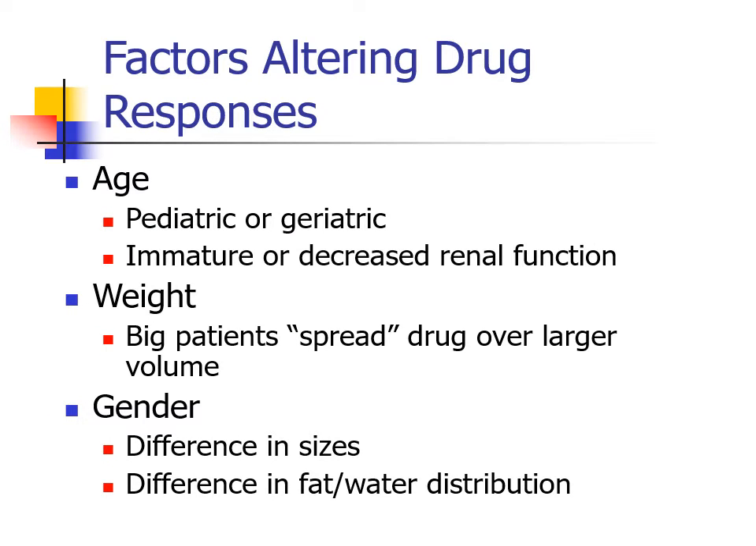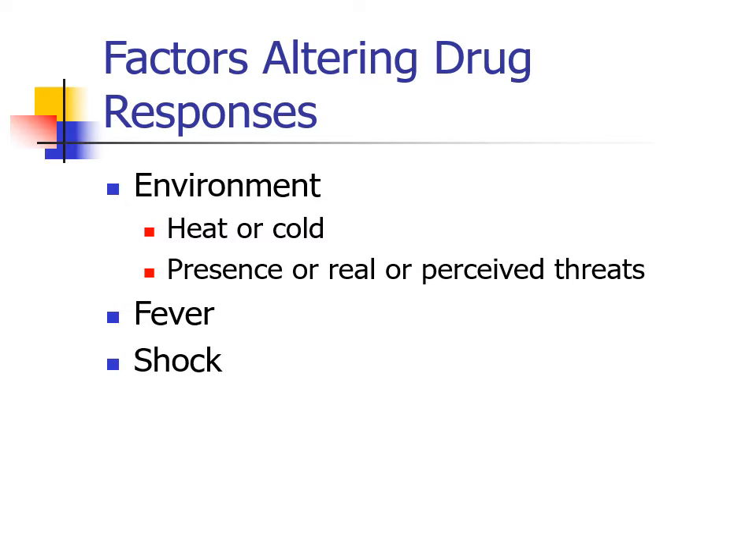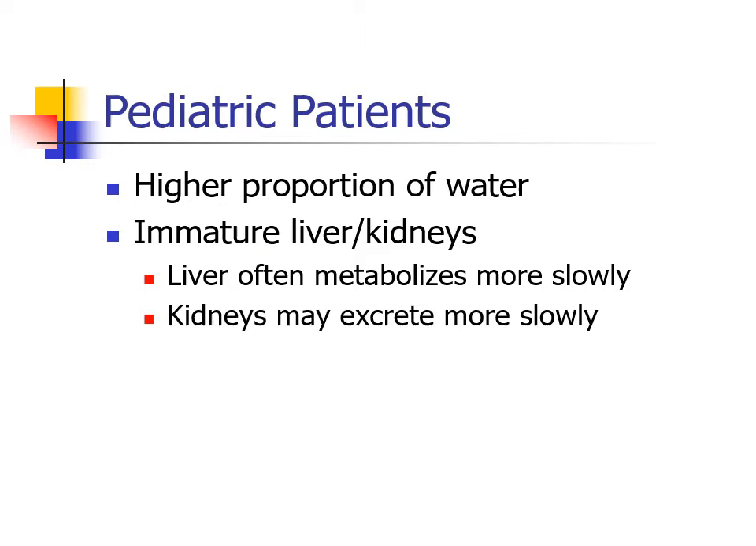Factors altering drug responses: the patient's age, the patient's weight, and the patient's gender. The environment, patient's temperature, and shock. Pediatric patients have a higher proportion of water. They also have immature liver and kidneys. The liver often metabolizes slower, and the kidneys may excrete slowly.